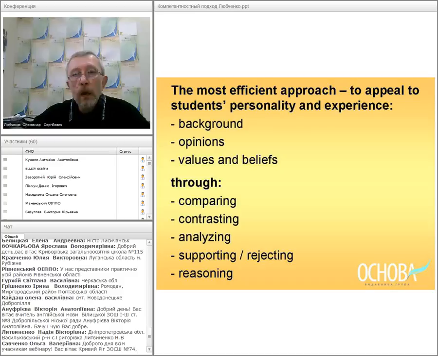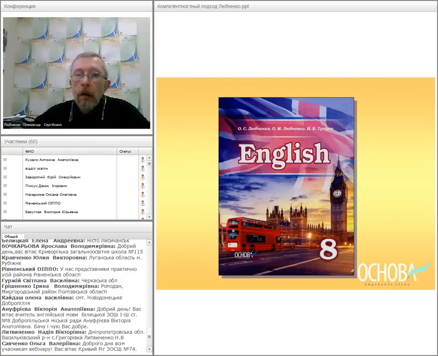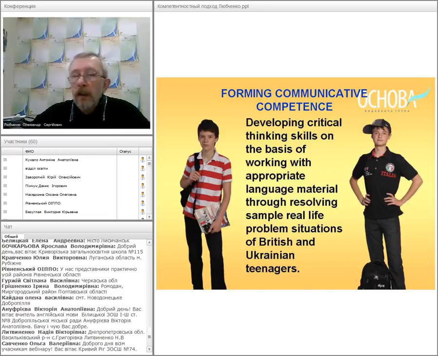This is something that we try to do by providing our textbook for the 8th grade students this year. It is based on developing critical skills, critical thinking, because it is the key issue of everything. If you are able to look at things critically, then you will be able to compare, to contrast, to give your opinion if you don't agree with something, or to support something if you agree with it.